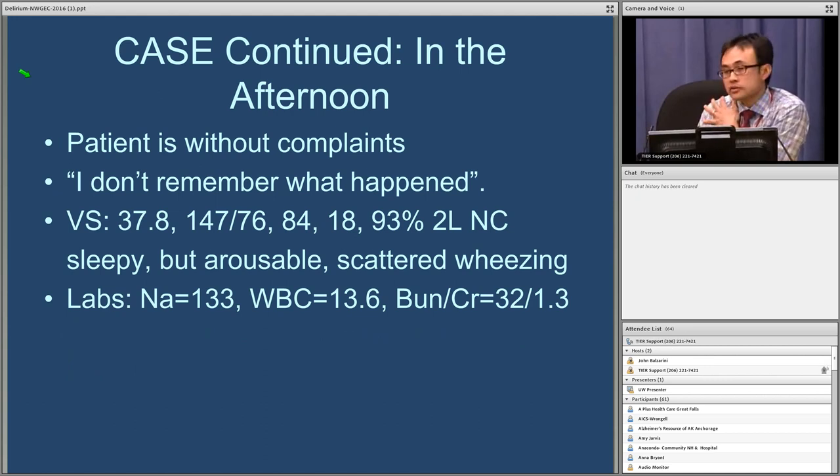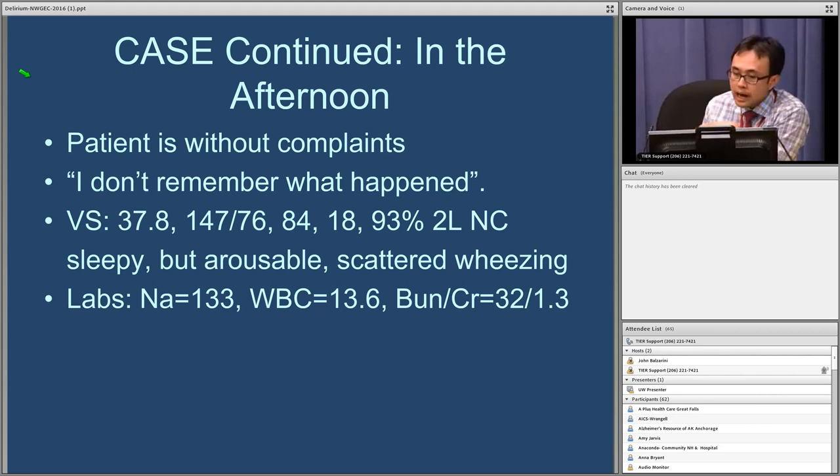And in the afternoon now, there's a daytime physician that comes in and assesses our case. And she's without any complaints. In fact, she doesn't even remember what happened. It's really a distant dream to her. Her vitals appear here, which are relatively unremarkable and stable. You notice that she's still sleepy, but easily arousable, and there's some scattered wheezing that she's being treated for.